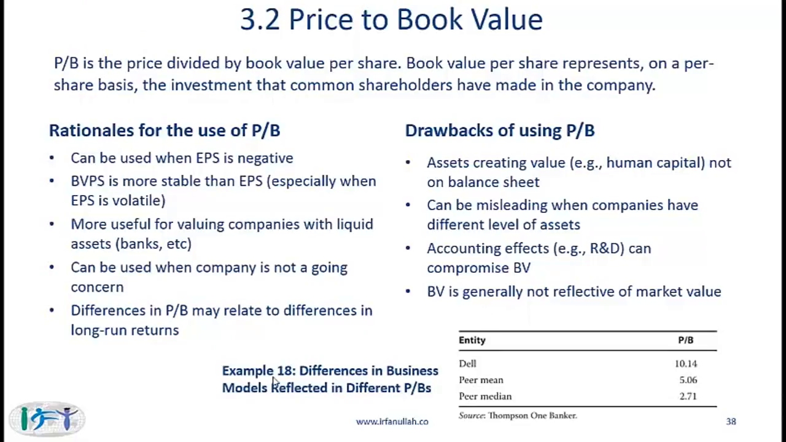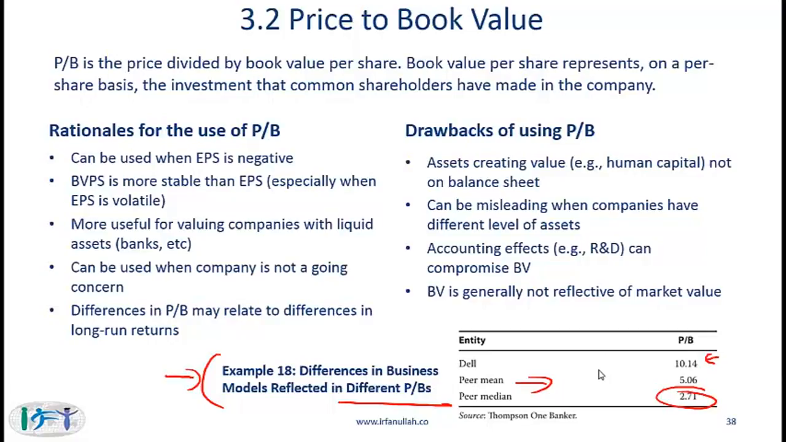All right, so this is just an excerpt from example 18, which emphasizes that differences in models can be reflected in terms of different price to book ratios. If you look at the price to book of Dell Computers, that ratio is 10. And when we look at the mean value for comparable PC companies, that is 5, and the median is 2.7. So purely, if you look at these numbers, does Dell appear to be overvalued or undervalued? Dell appears to be immensely overvalued because it has a very high ratio.